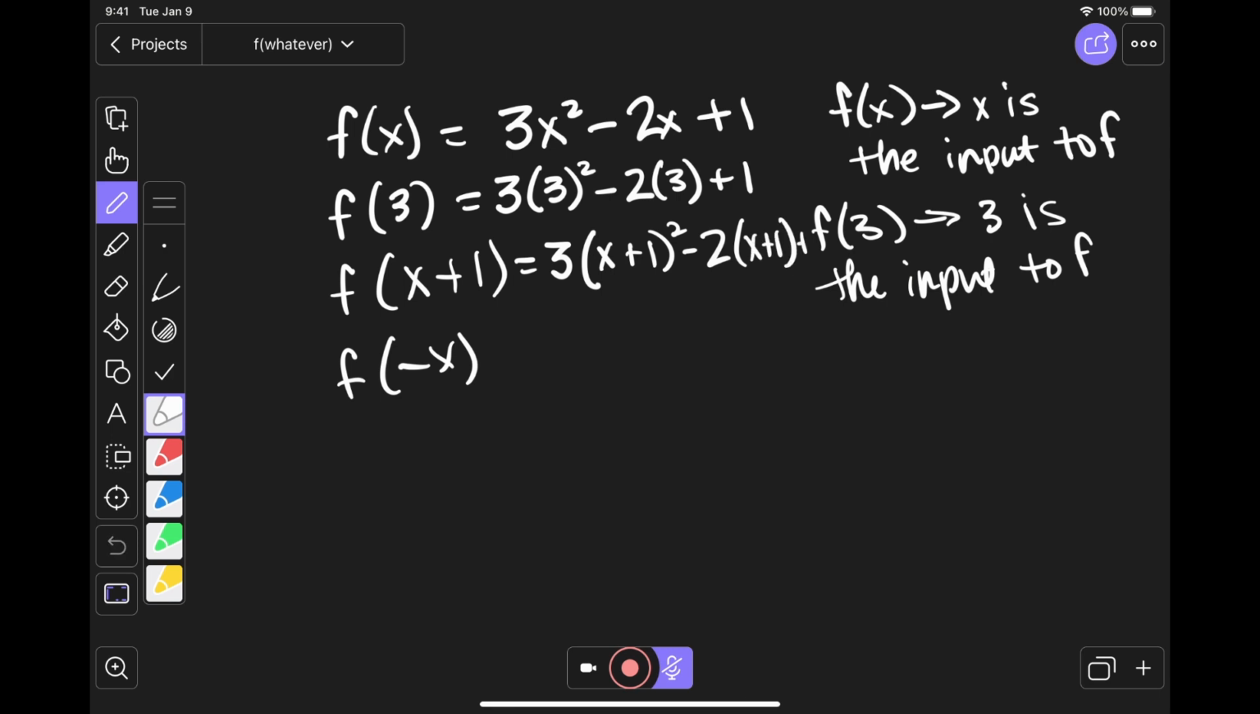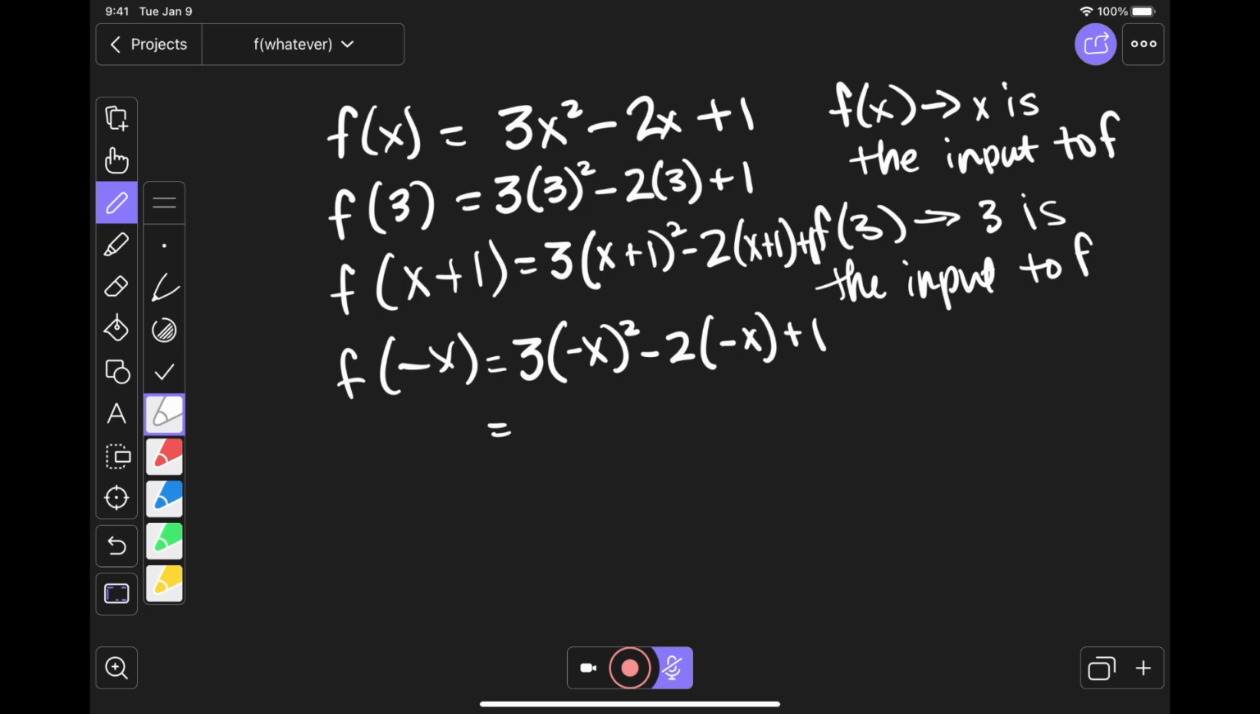And I'm going to run out of room. Barely made it. And here's f of negative x. It's the trickiest one. Looks like that. And all of these you would want to simplify after you're done.